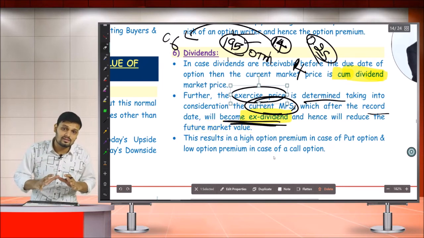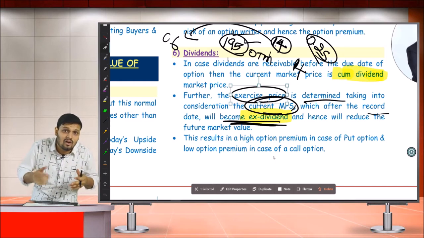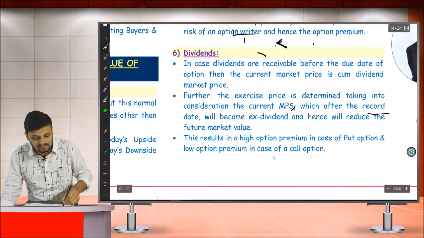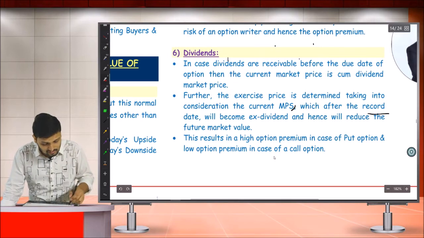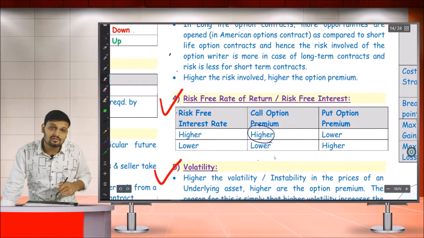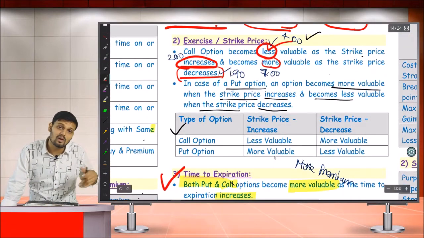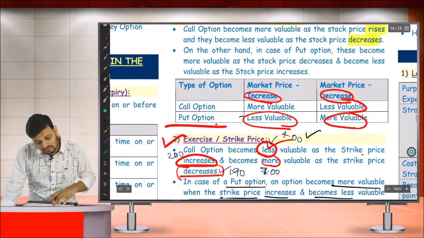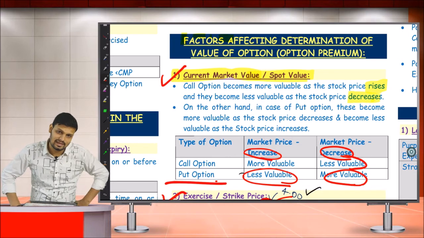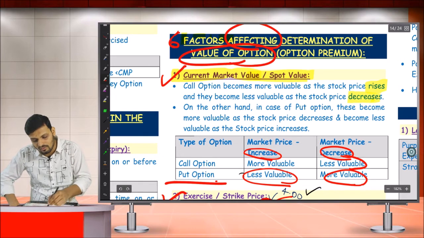We have seen 6 factors which will have effect on the premium payable. That is what we have learnt now. What are those 6 factors? One is because of dividend, premium payable might change. Next is because of volatility, premium payable might change. Because of risk-free rate of interest, premium payable might change. Because of time to expiration, premium payable might change. Higher the time value, higher the premium. Because of exercise price, premium value might change. And because of current market value or spot value, premium payable might change. So these are the 6 factors affecting determination of valuation of option.